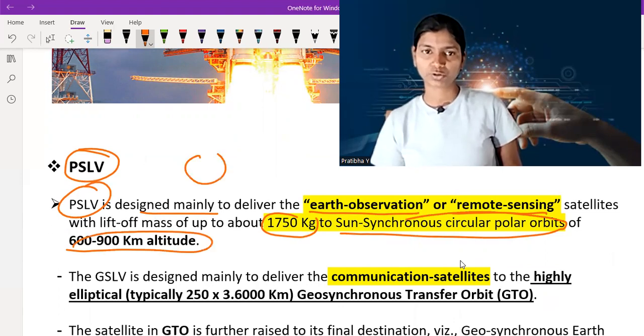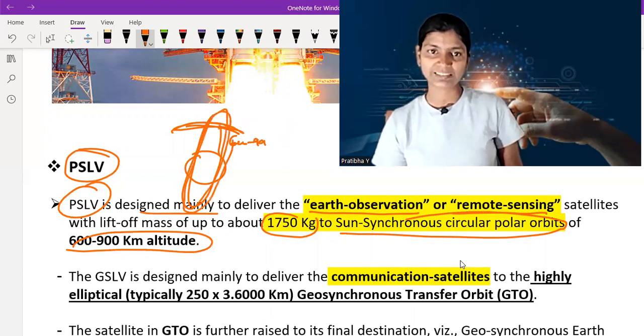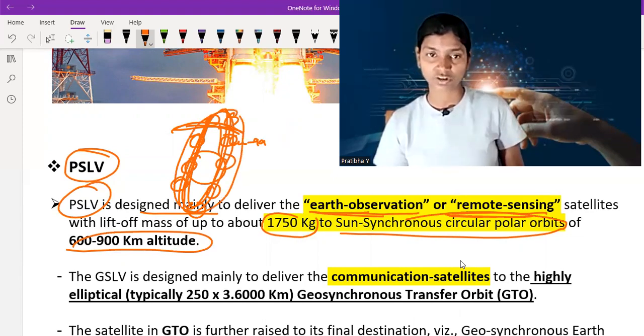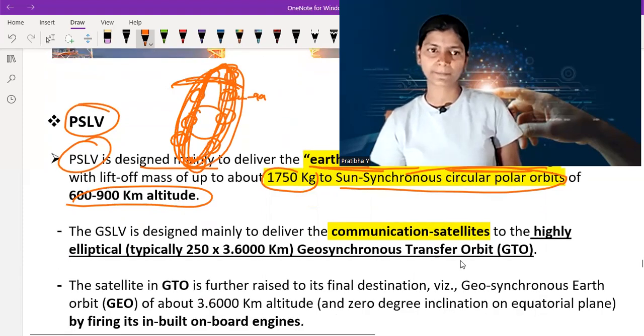This one is Earth, so around 600 km is low Earth orbit. This is a low Earth orbit, around 600 to 900 kilometers. We launch polar satellite launch vehicles pole to pole in sun-synchronous orbit, and basically this is developed for Earth observation and remote sensing, because if these satellites are near Earth, we get a better picture and better data. So Earth observation and remote sensing satellites are placed in a lower sun-synchronous orbit, and PSLV is used for that task.